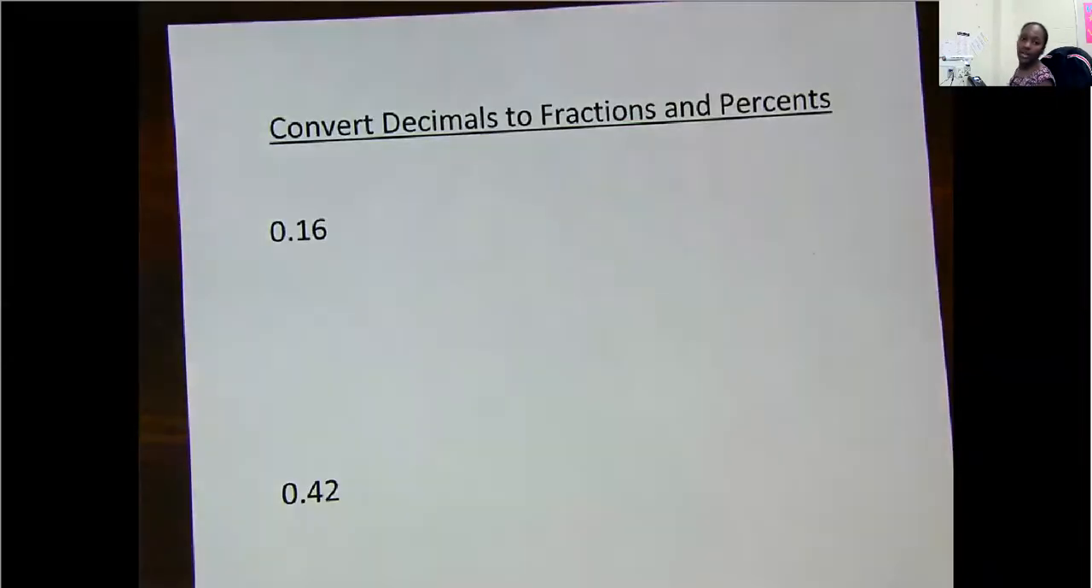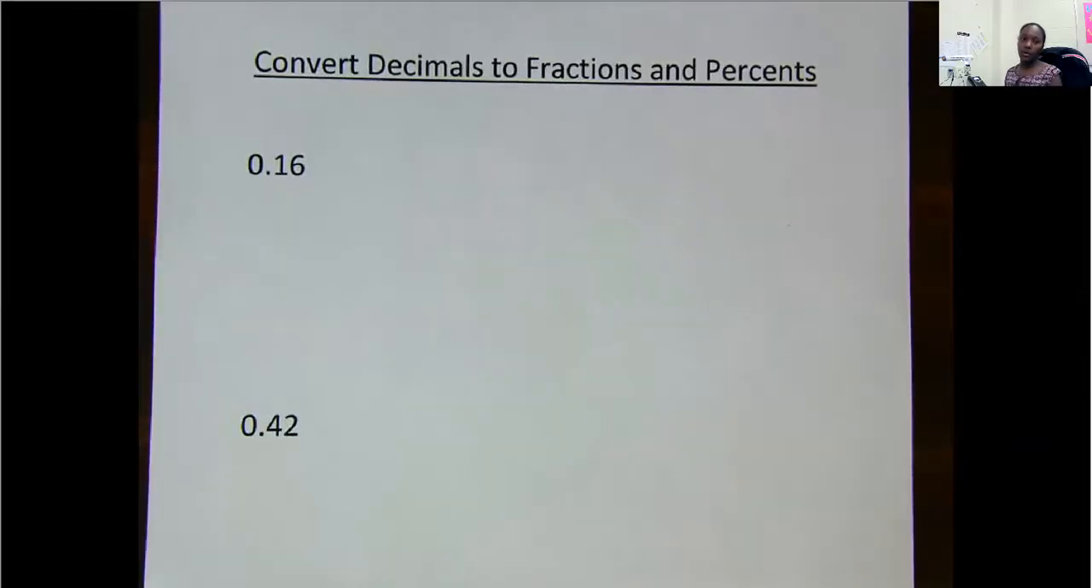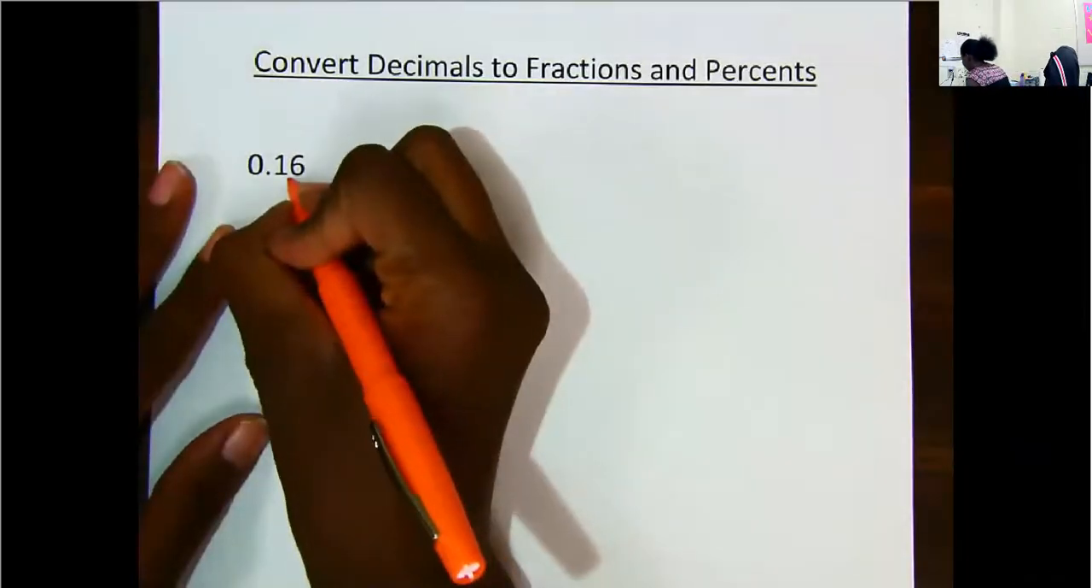All right, ladies and gentlemen, here are our 3 practice problems for today. Convert decimals to fractions and percents. So we're going to convert it first to a fraction and then change it to a percent. Remember, when we're changing a decimal to a fraction, we use place value. Place value helps us determine our denominator. We look at the very last number to give us our denominator.